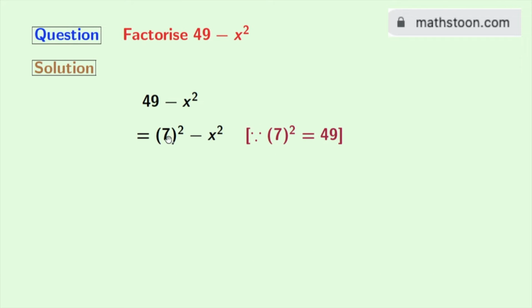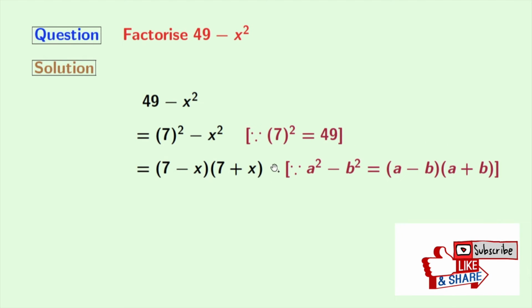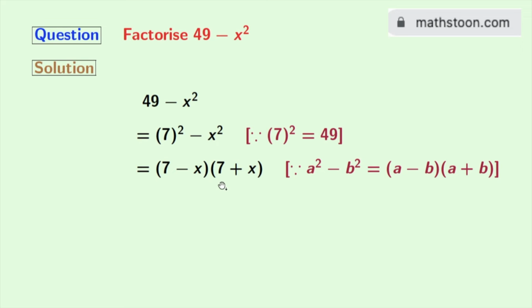Now, if you look at this expression, you can see that this is in the form of a square minus b square, where a is 7 and b is x. So, we will now apply the formula of a square minus b square in this expression. Applying this, we will get 7 square minus x square is equal to 7 minus x times 7 plus x.